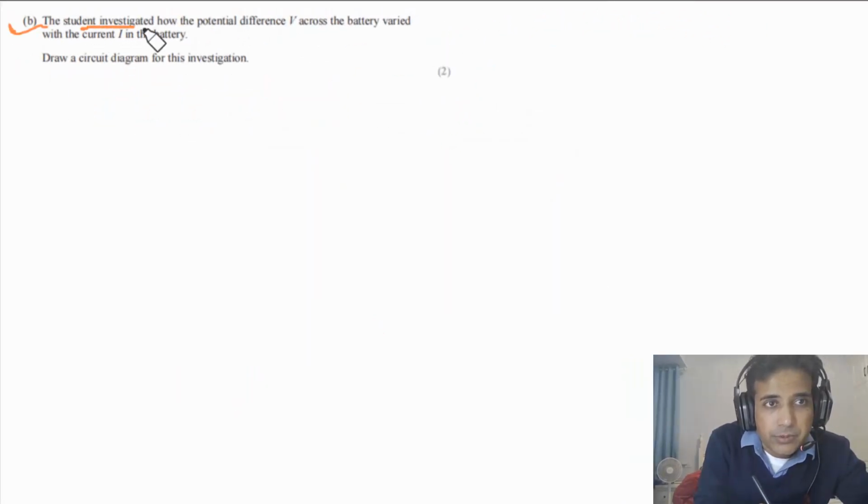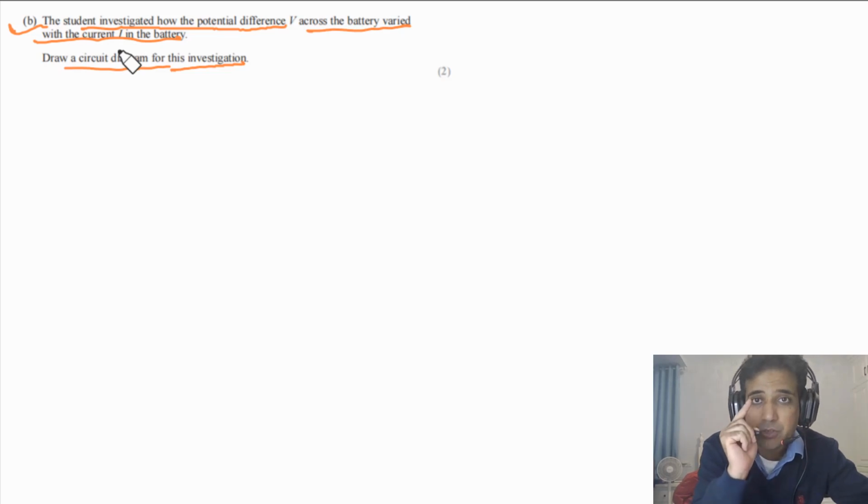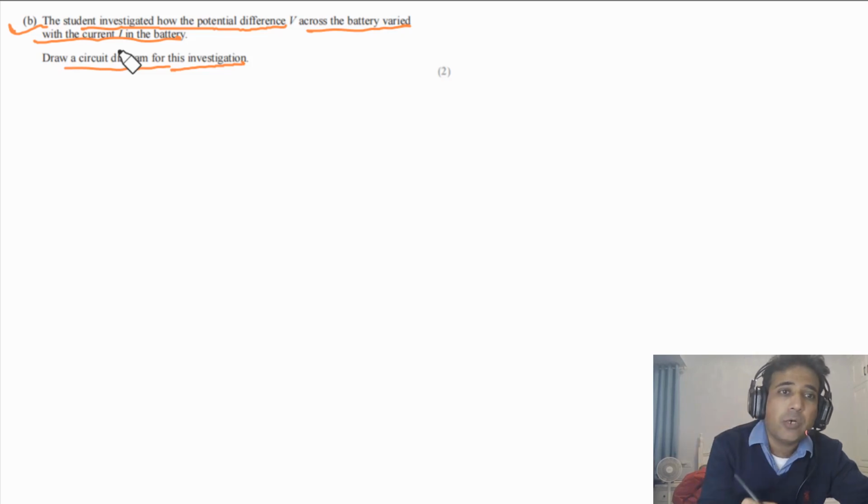Part B says the student investigated how the potential difference V across the battery varied with the current I in the battery. Draw a circuit diagram for this investigation. The potential difference across the battery varied with the current in the battery. If the current in the battery is changing, it means that the resistance of the circuit is changing. So how can we draw the circuit?